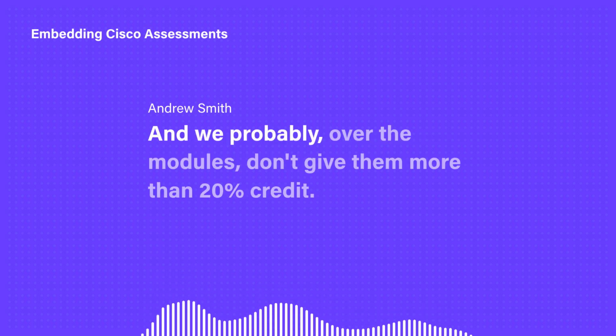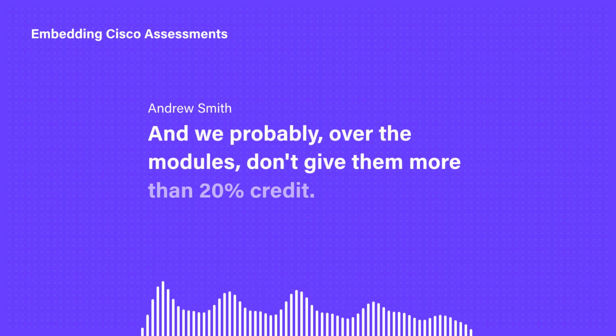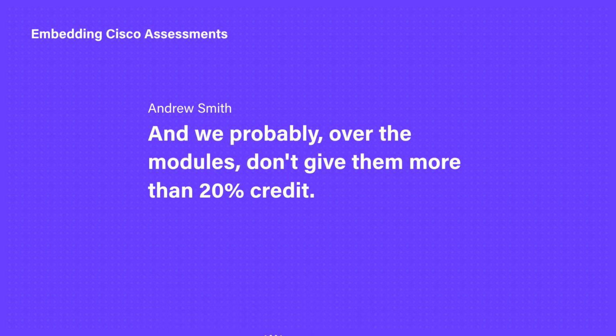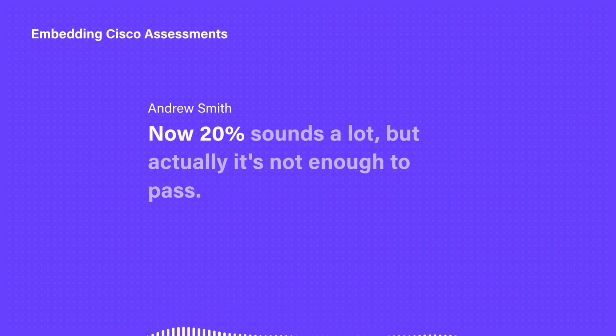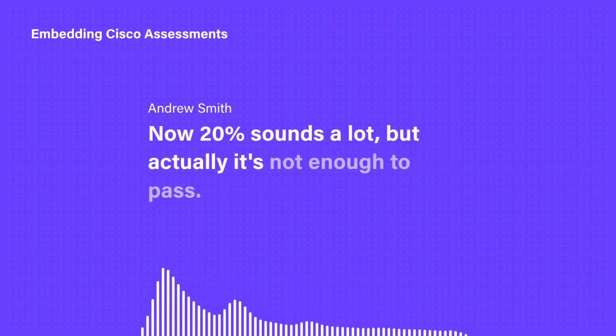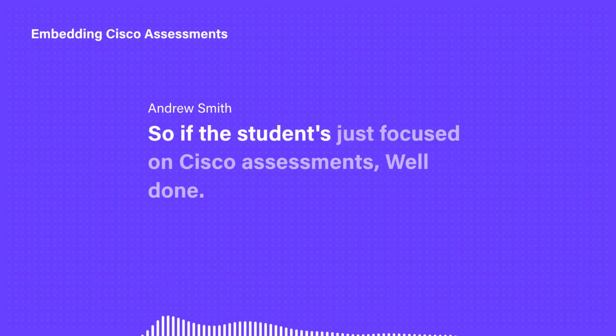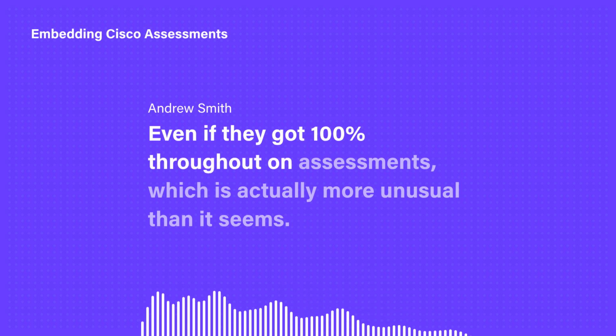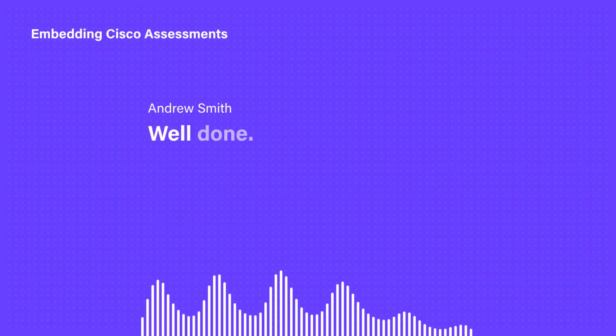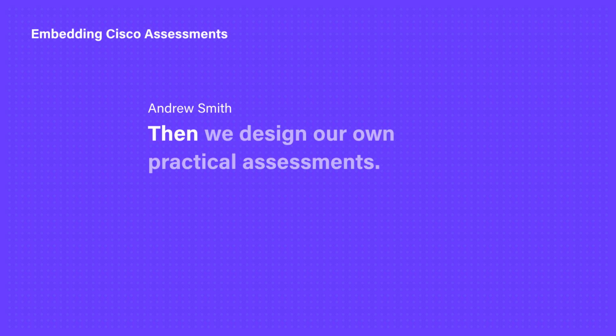And we probably, over the modules, don't give them more than 20% credit on the assignments for this. Now, 20% sounds a lot, but actually it's not enough to pass. So if the students just focused on Cisco assessments, well done. Even if they got 100% throughout on assessments, which is actually more unusual than it seems, well done, but they don't pass. Then we design our own practical assessments.